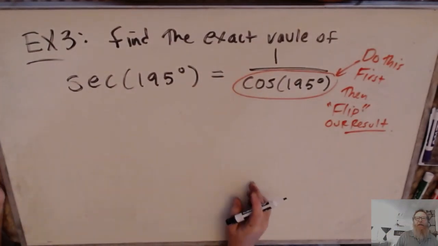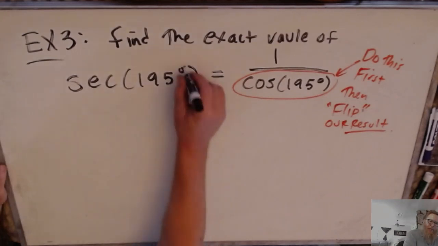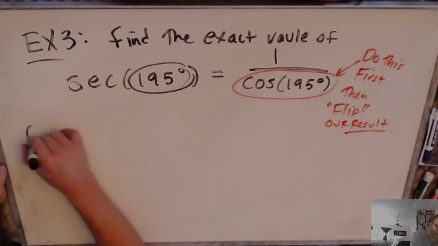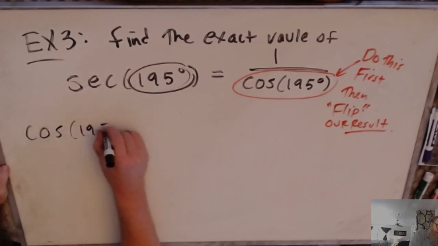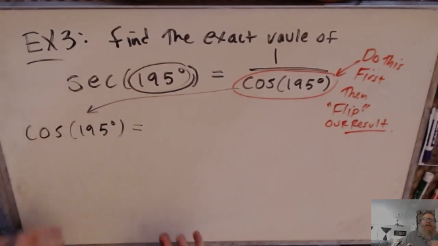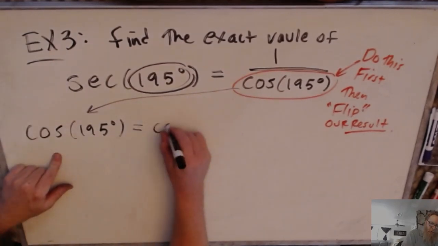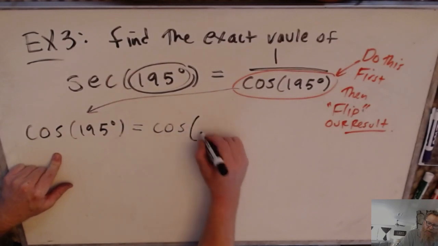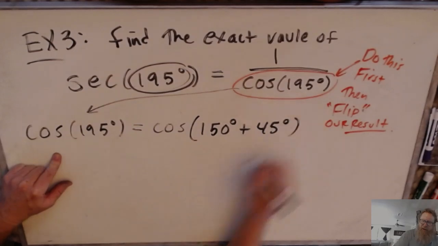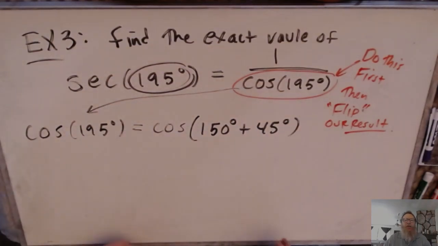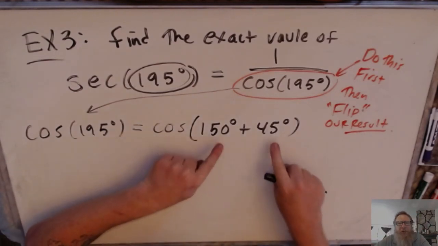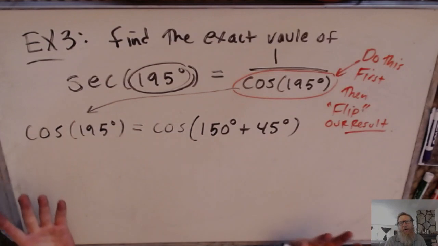What is 195 degrees? Think of 2 angles that add up. So I want cosine of 195. I'm waiting on the secant until I'm done. 2 angles that add up to 195. How about 150 plus 45? You can use any 2 angles you want, but be careful. Choose 2 angles that you already know.